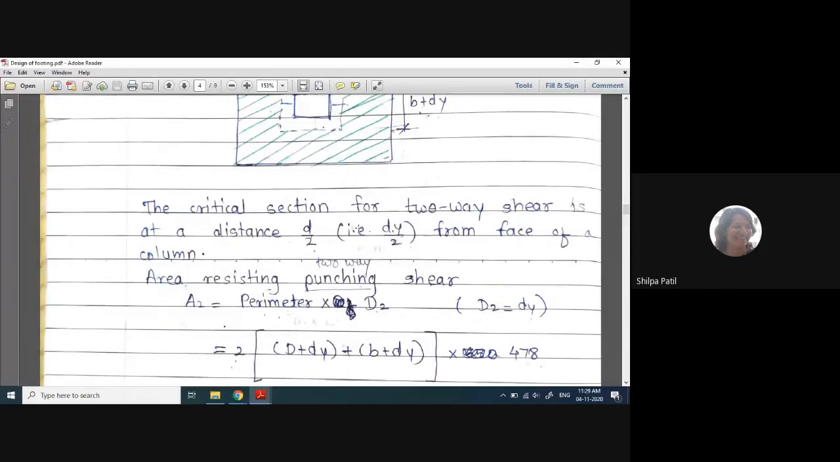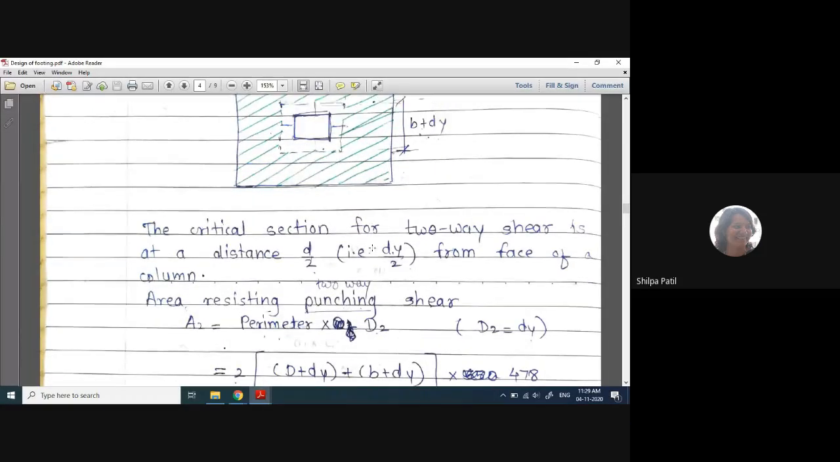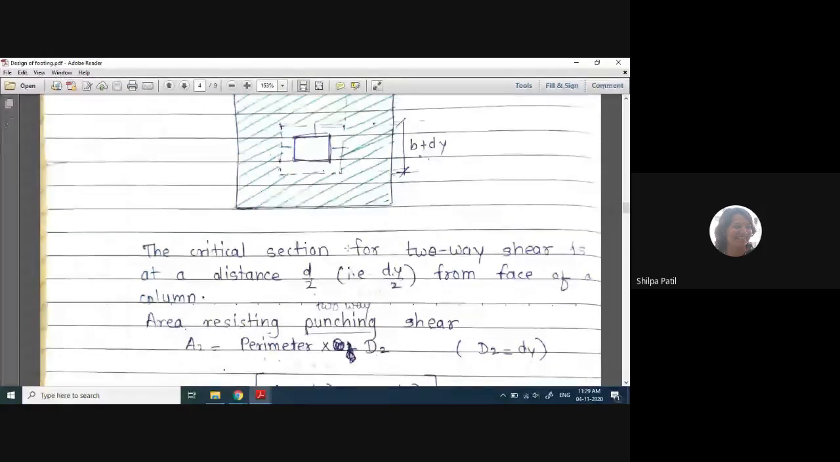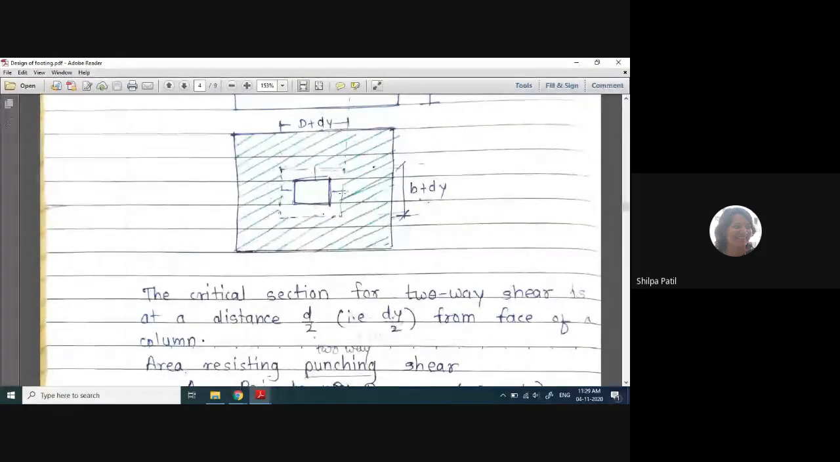Okay. So the area resisting punching shear, also called two-way shear, is calculated by the formula perimeter into d2. Now the area is also denoted by A2 because it is the area corresponding to two-way shear. That's why it is A2. So perimeter multiplied by d2. d2 is nothing but dy here. If I consider this perimeter, we take dy by 2 on this side and dy by 2 on this side, so in total it will be d plus dy. Similarly, dy by 2 on this side and dy by 2 on this side, so the total will be b plus dy.